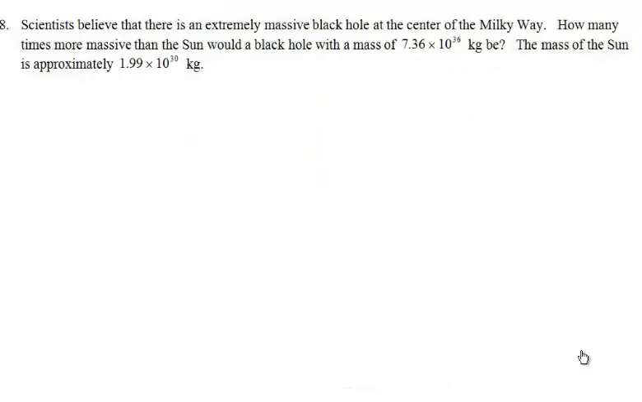Okay, number 8. It's another word problem, and they get all this crazy stuff in there. Scientists, a black hole. We don't care about that. How many times more massive than the sun would a black hole be? So we've got these two things to consider: 7.36 times 10 to the 36th power, and the mass of the sun, 1.99 times 10 to the 30th power.